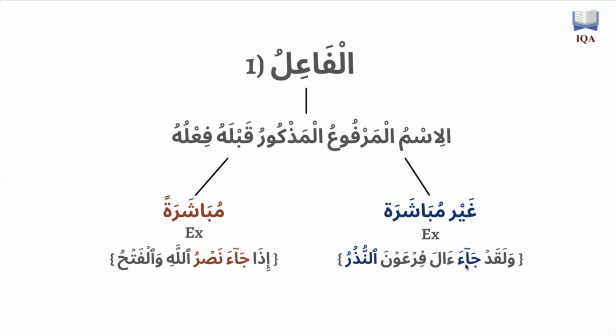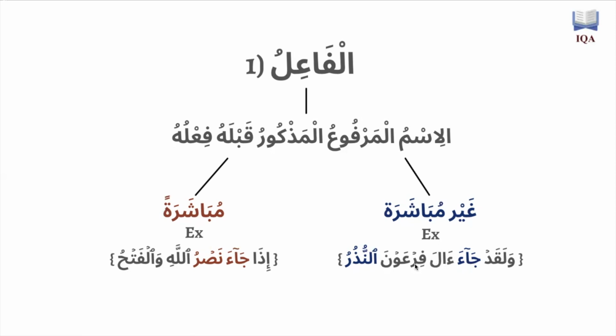So when you see this verse, someone can say that ala is the fa'il. Someone could say that ala is the fa'il. But that wouldn't be correct. Why? Because ala is an ism, yes. And right before it is mentioned the verb, yes. So al-madhkuru qablahu fi'luhu, but it's missing one of the things here, which is al-marfu'. It's not marfu'. It is mentioned before its verb in a sense, but it's not marfu'. It's mansub, so it cannot be the fa'il. So ala cannot be the one who's doing the action of ja'a, cannot be the fa'il.